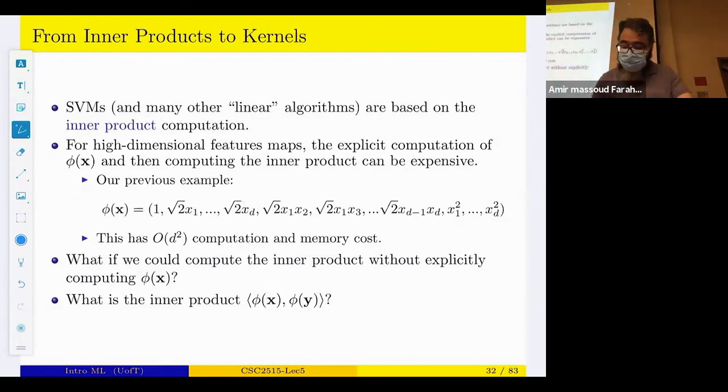Inner products for high dimensional feature maps might be quite computationally expensive. For example, in the previous case, if we choose phi of x to be like this, the size is order of d squared, so the computation would be of order d squared. But now, as I will show soon, maybe we can avoid doing this inner product computation explicitly and do it much faster and easier. So let's look at the inner product of phi of x and phi of y when phi is selected to be like this.